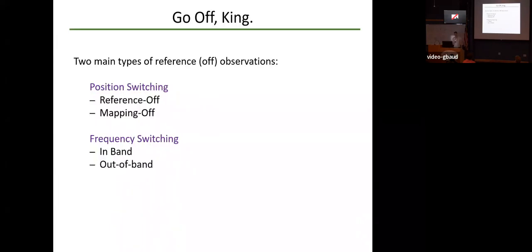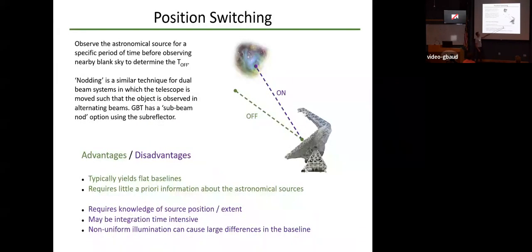Again, we're going to hit on position switching first. For position switching, we are going to look at two different parts of the sky. We're going to look at our object, and then we're going to look at something that is not our object. You mentioned nodding also, where you can just nod the telescope between your source and, if you have two beams, so you are always in one beam. We're going to get deeper into that in a second.